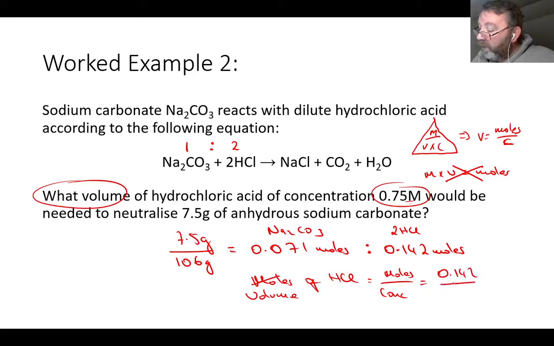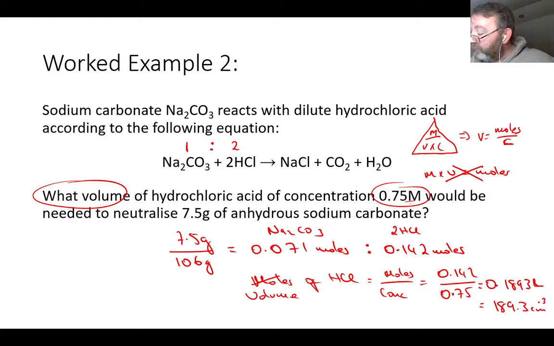So it's moles over concentration, which is 0.142 moles over a concentration of 0.75, and 0.142 divided by 0.75 comes out at a volume of 0.1893 litres. Now, if they ask you for centimetres cubed, just keep in mind that there is 1,000 centimetres cubed in a litre. So that's also equal to 189.3 centimetres cubed. Okay.